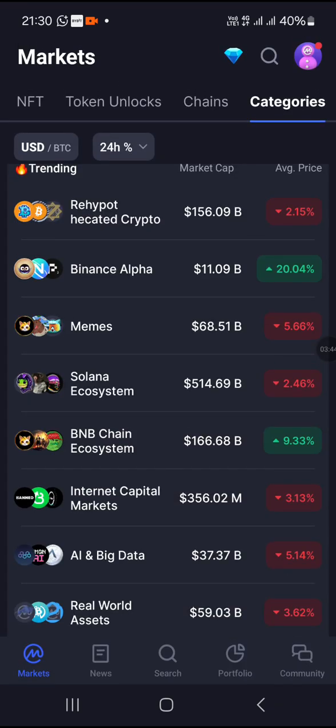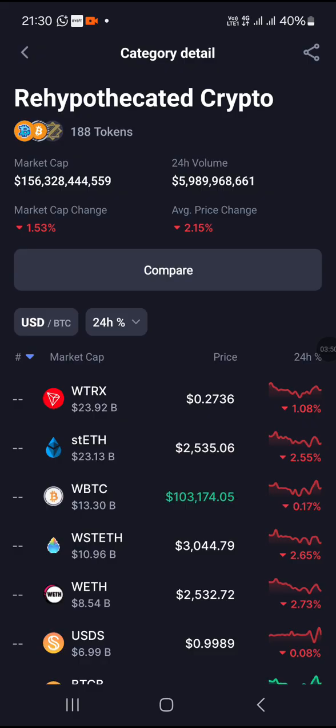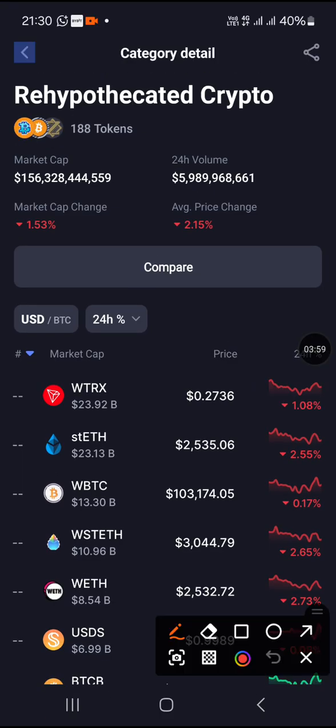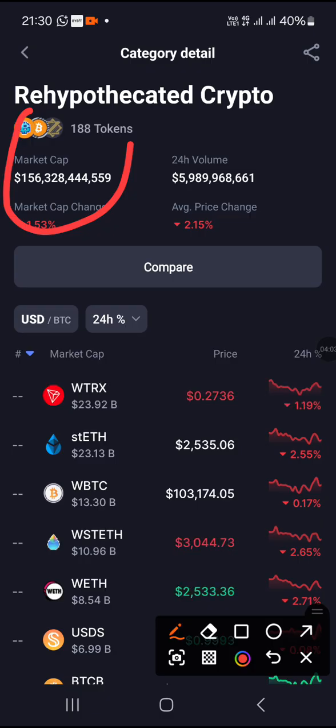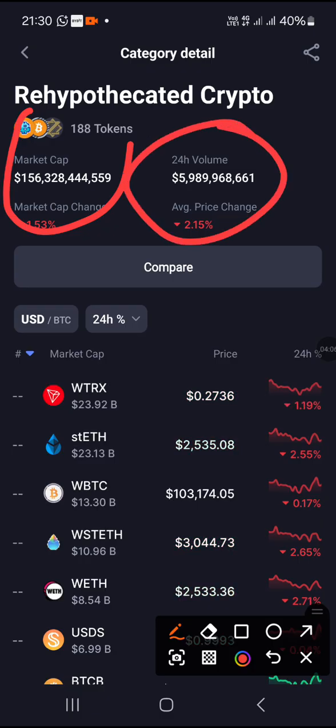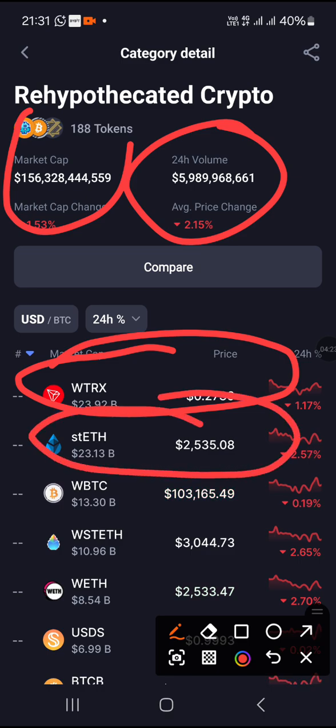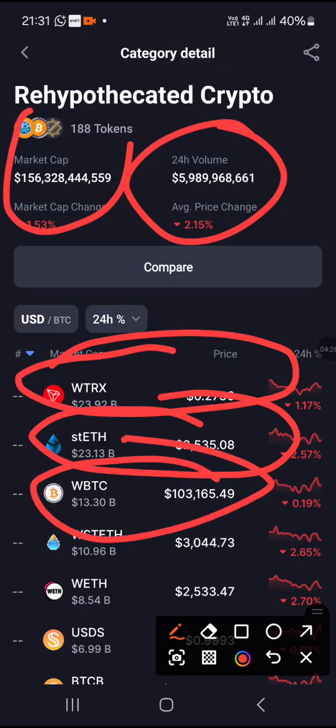Alright, so let's look at this first one. Okay, this is Rehoboth Gated Crypto, which has recorded a market cap of over 156. Look at here, over 156. And the 24 hours volume was here. So we are coming to this place to trade what? This WTRX. I think it will be good food for the night or for the week. Okay, we can look also at stETH, WBTC, and what have you.